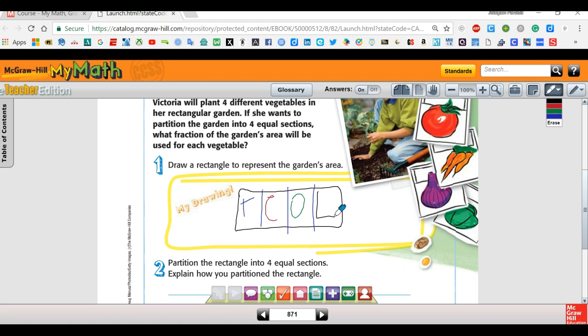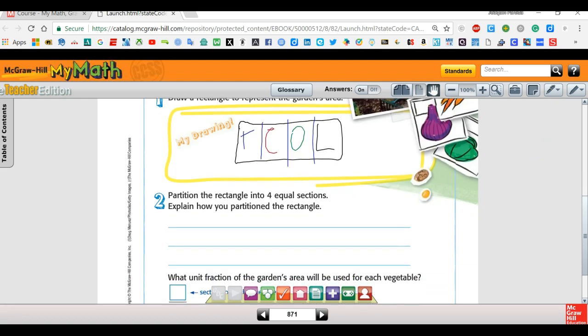All right, let's see what else we have. It says partition the rectangle into 4 equal sections. Explain how you partition the rectangle. Well, we drew it and then we divided it up. We made 3 lines, divided up into 4 sections evenly, approximately.